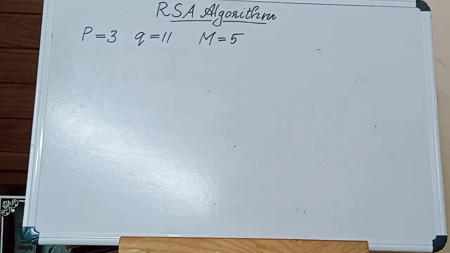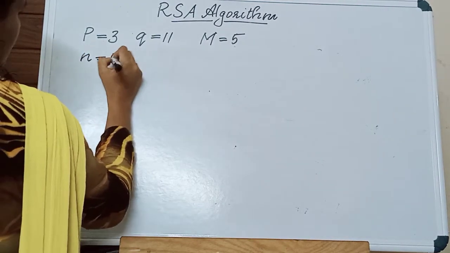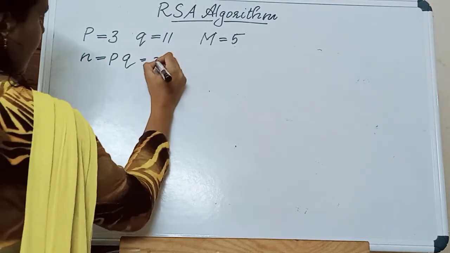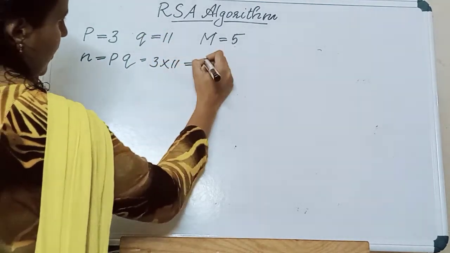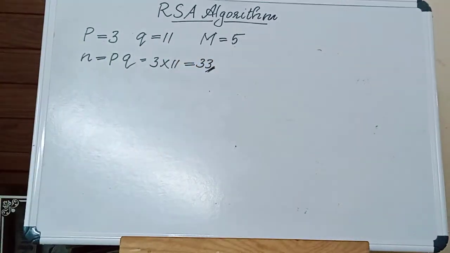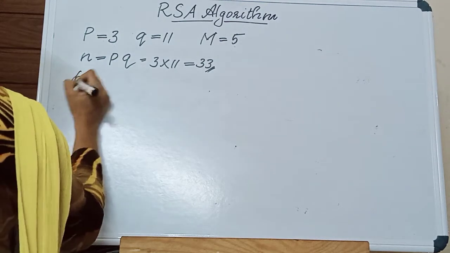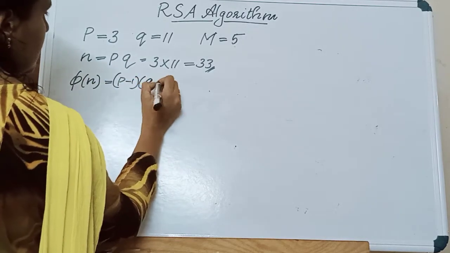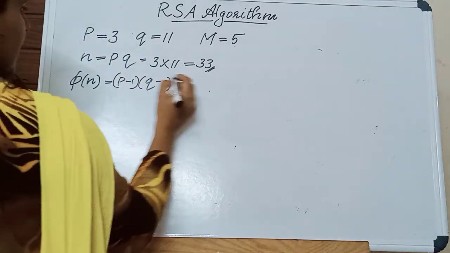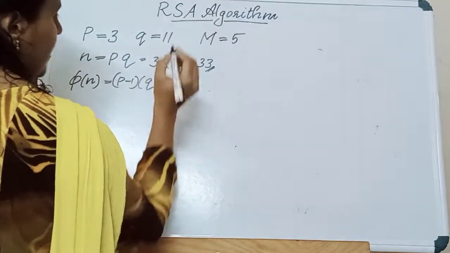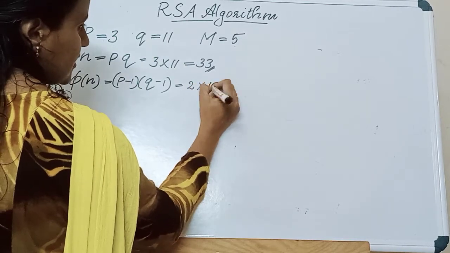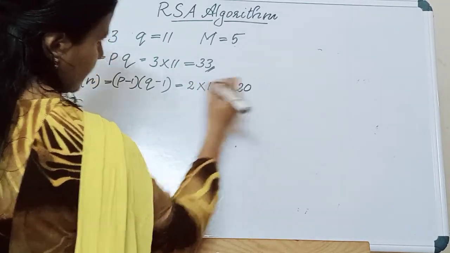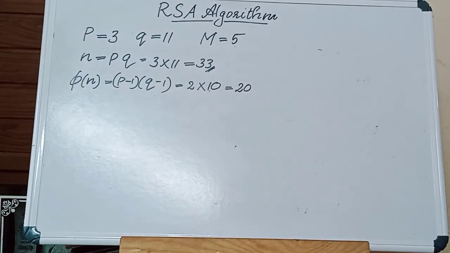We have to find n. n is equal to p into q. Here p is 3, q is 11. So we'll get 33. n is 33. Next, calculate phi of n. Euler's totient function phi of n is equal to p minus 1 into q minus 1. p minus 1 is 3 minus 1, that is 2. q minus 1 is 11 minus 1, that is 10. So we'll get 20. Phi of n is 20.